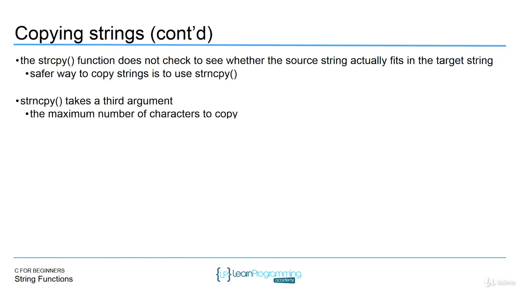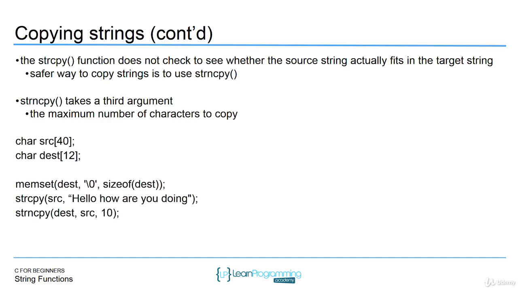strncpy takes a third argument, the maximum number of characters to copy. So here you actually specify how much you want to copy. If you have a source of 40 and a destination of 12 sizes, you can first do a memset, which is just setting the size of the data inside the destination to null terminators. That way when you add something, it will automatically be there.